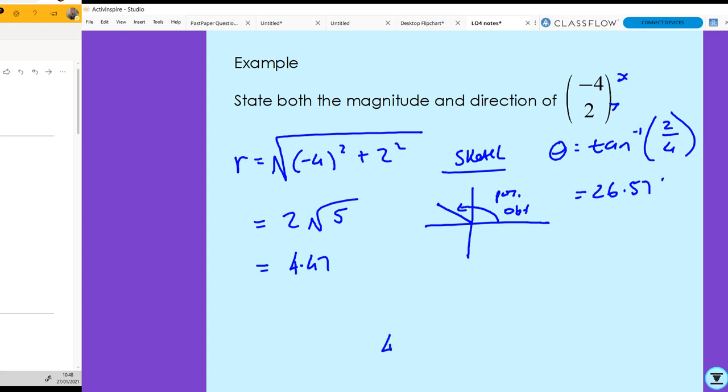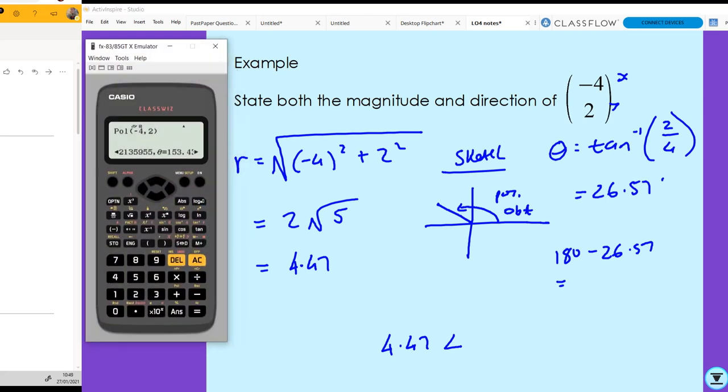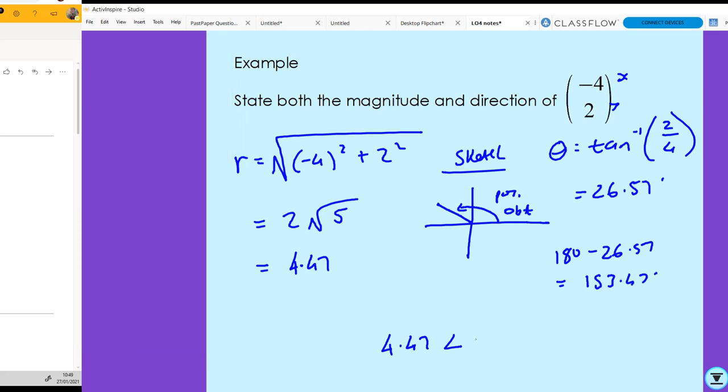In which case then, what sum do we have to do with the 26.57 to get it obtuse? Take it away from 180. Now, months gone by, I would have redone my video, but it's actually good for you to see we make mistakes as well. 153.47 degrees, and that was indeed what the calculator gave me when I did my check. So there's a good reason to do your check. If you make a mistake, you'll be able to spot it quickly. Apologies for that.